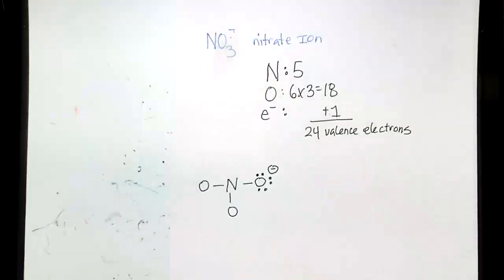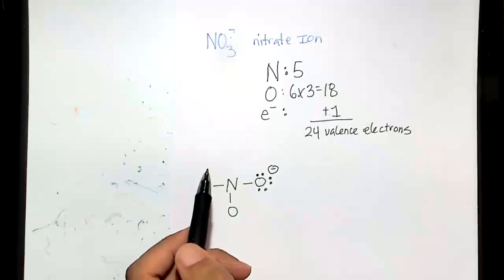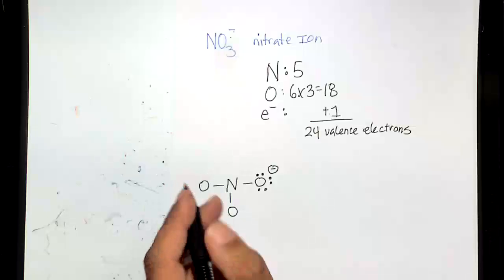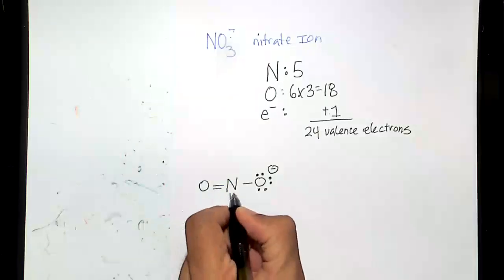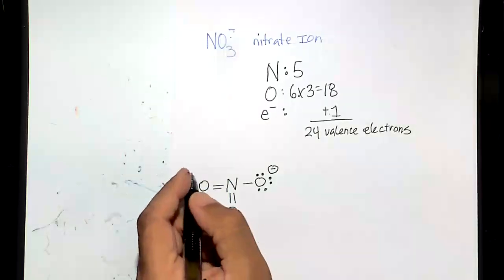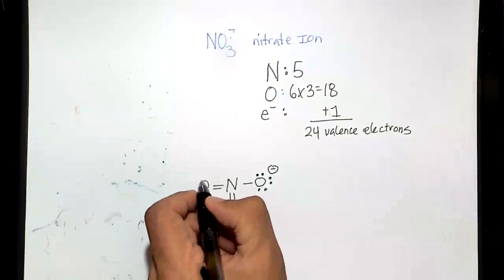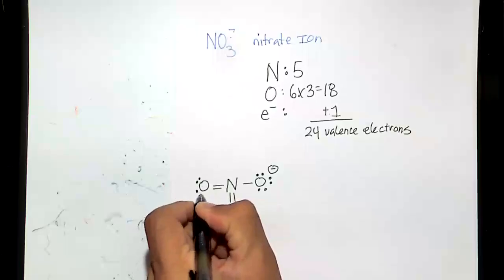Okay, there's that. Then what about the other oxygens? They'll have to be double bonds. And what do we know, Gerardo, about double bond oxygen? How many lone pairs? Two. Very good.